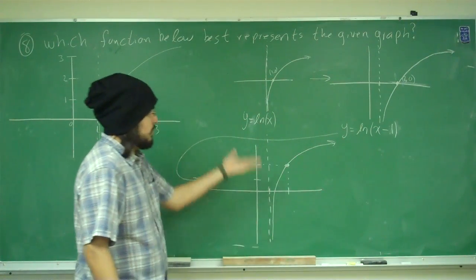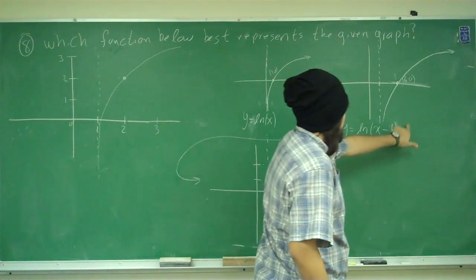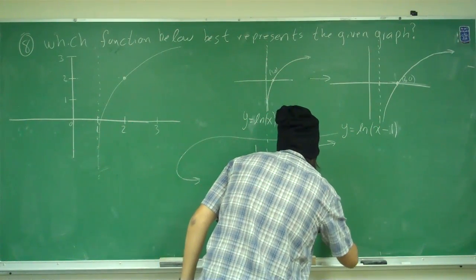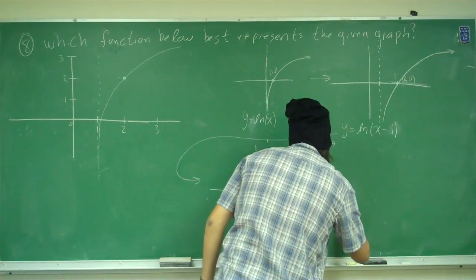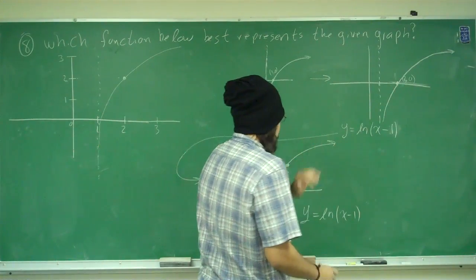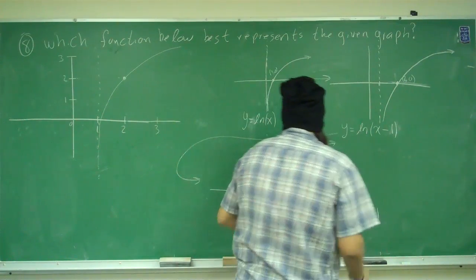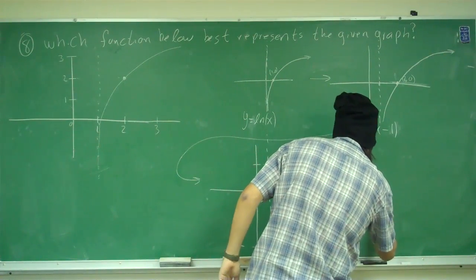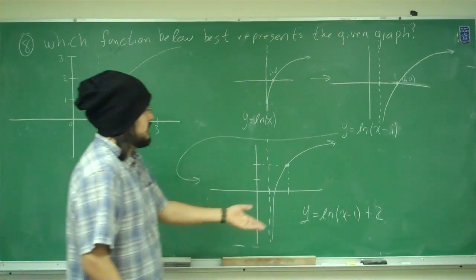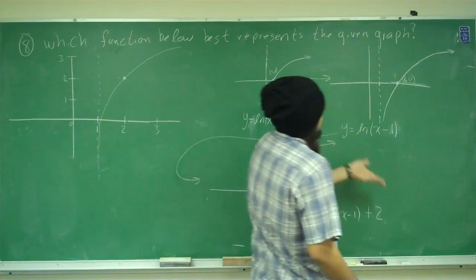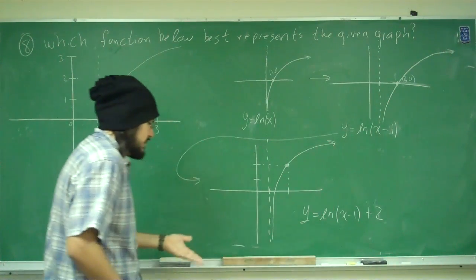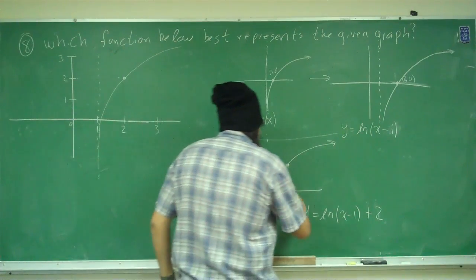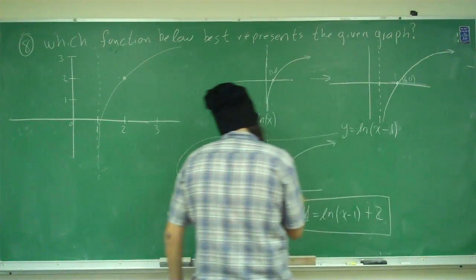Okay, so if we shift it up, then in this equation we have to put a plus here. So this becomes y equals ln of (x minus 1), that's the horizontal shift, and a plus 2, we want to shift it up 2. So the plus 2 at the end does a vertical shift up 2. So then we get that. Therefore, our final equation is that.